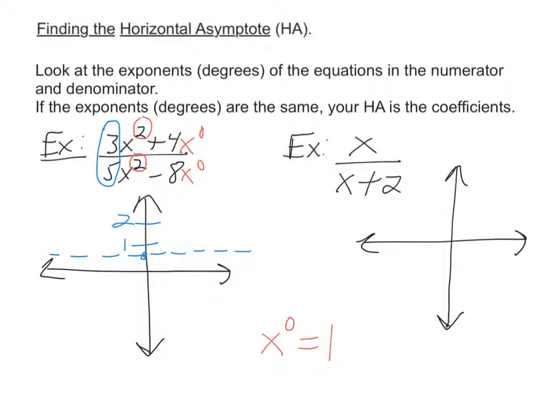So if we had graphed that equation, our graph would come up very close to that line, the blue line, but would never ever touch it. Keep getting closer and closer and closer, but would never touch it.